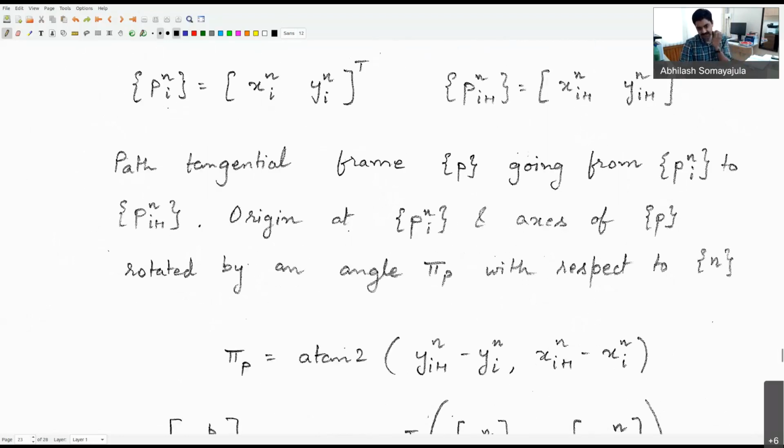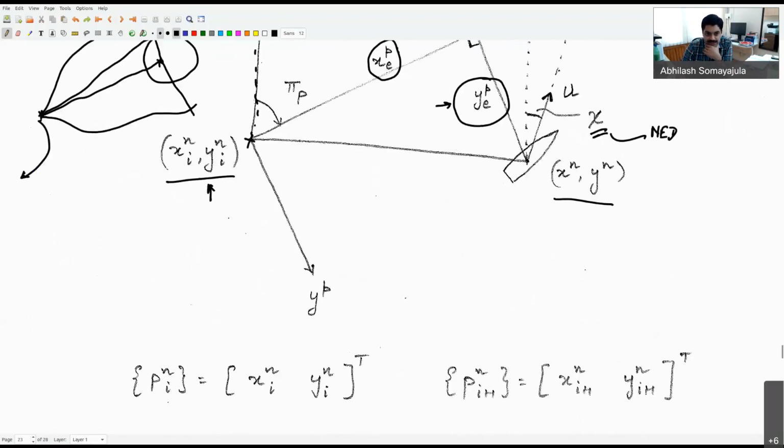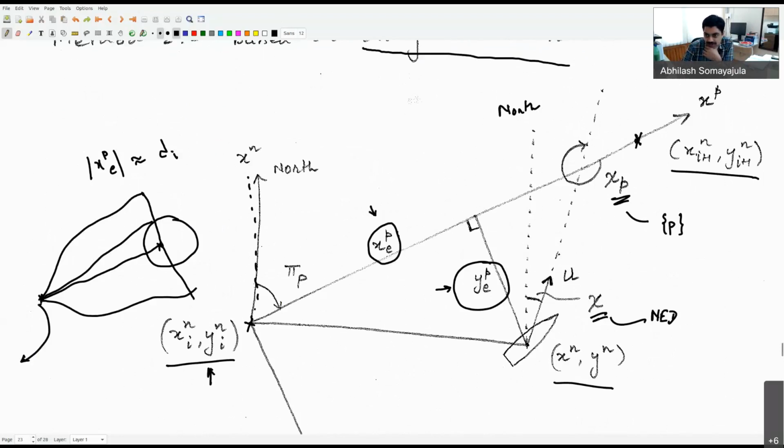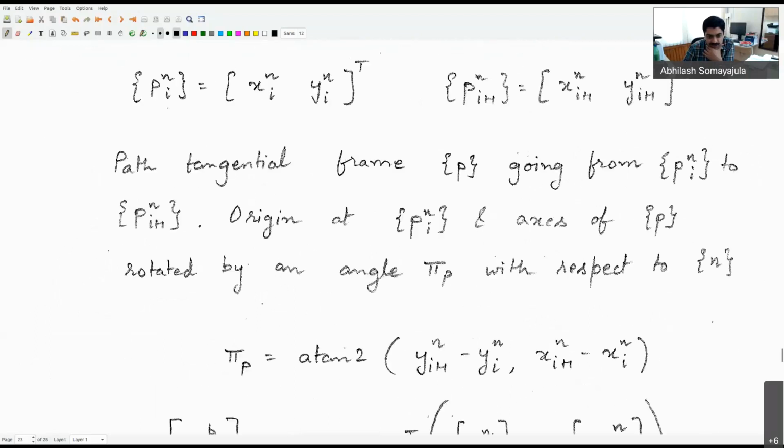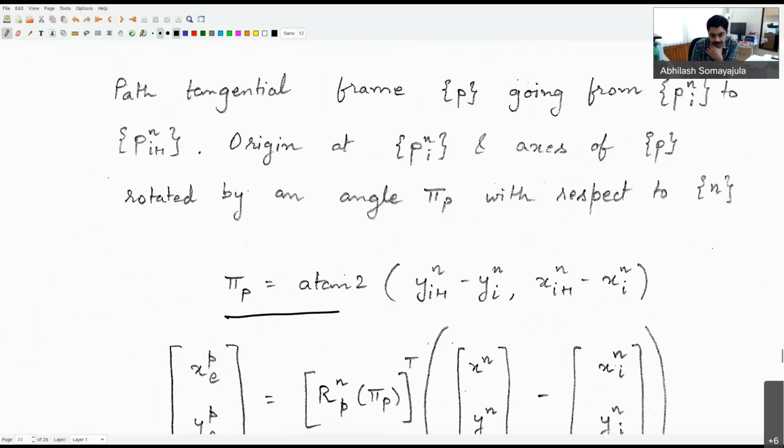With that in place, we know that this angle pi p, which is the orientation of the path tangential frame with respect to NED frame, is nothing but the slope between these two points. Between this point and this point, if I consider the slope, that is what will give me the value of pi p. This everybody is okay with, right? Any questions on that one? Should not be. We have seen that before also. Everybody comfortable with it?